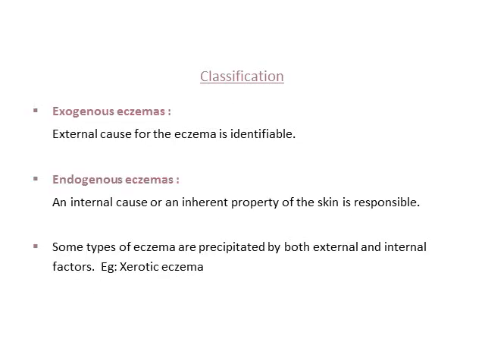So how do we classify these eczemas? We classify them as exogenous and endogenous eczemas. Exogenous are those which are caused by external factors, which are identifiable, whereas endogenous eczemas are those which are caused by an internal cause or inherent property of the skin. Some types of eczema are precipitated by both external and internal factors. For example, dry eczema, that is xerotic.